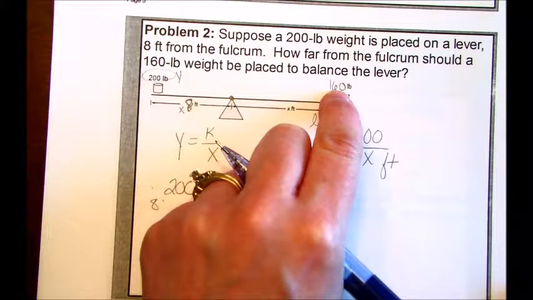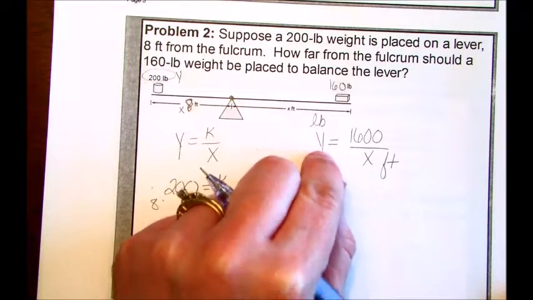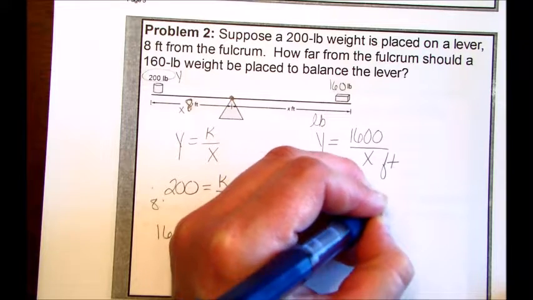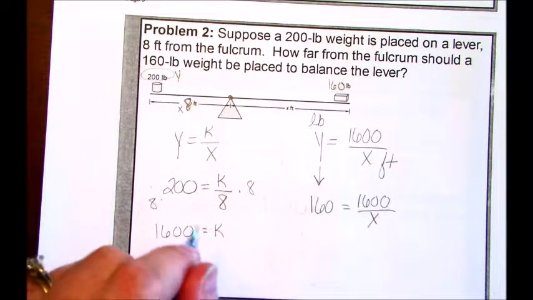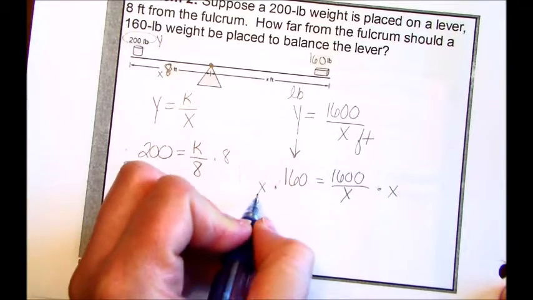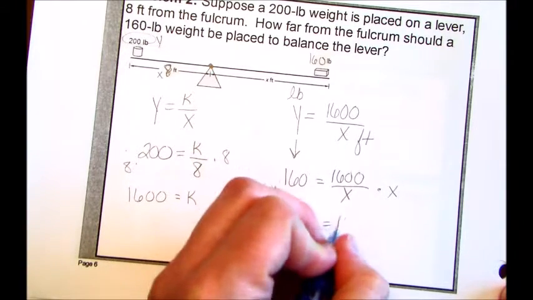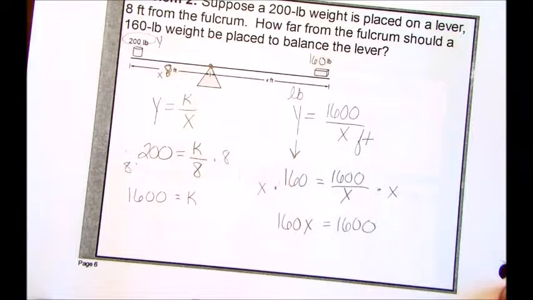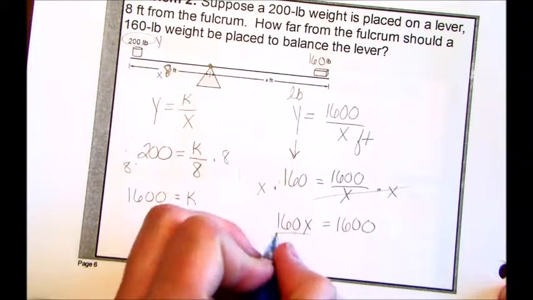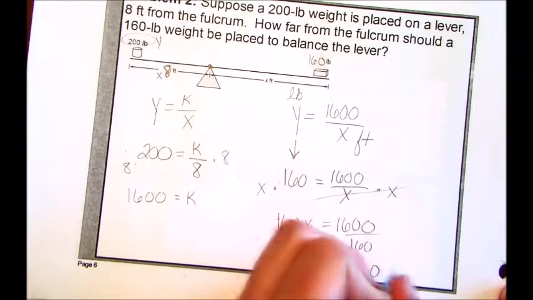So now we just have to plug 160 in and solve for the missing feet. So 160 is a pound, so it goes in for y. This time, x is unknown. So we're still going to multiply both sides by x. So we get 160x equals 1,600. We had to multiply by x to get rid of x. Divide each side by 160. And we get x equals 10 feet.